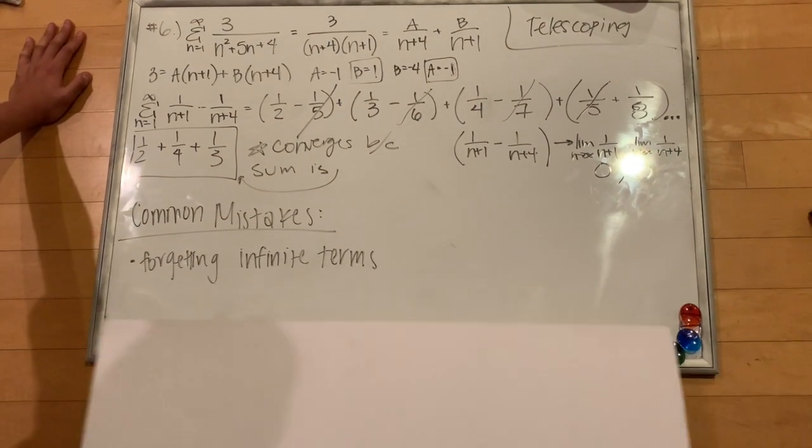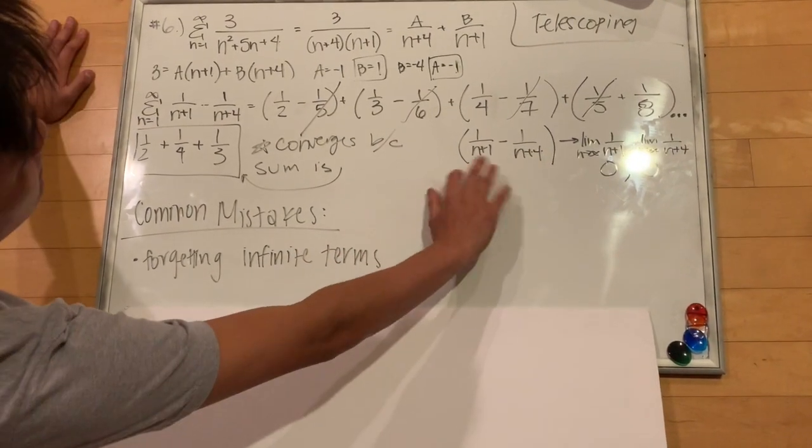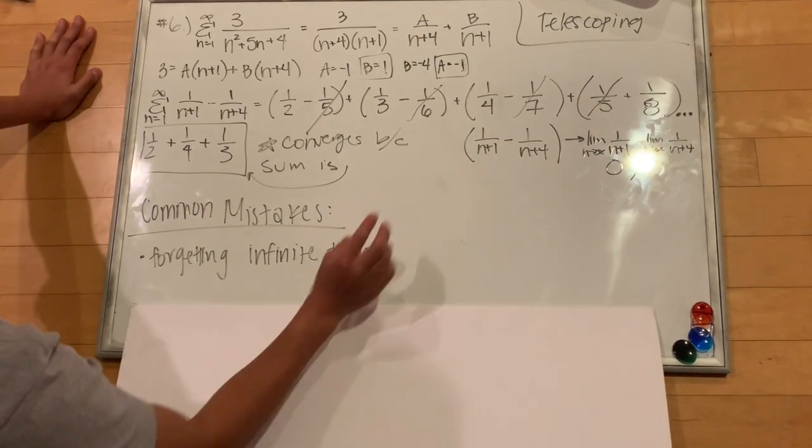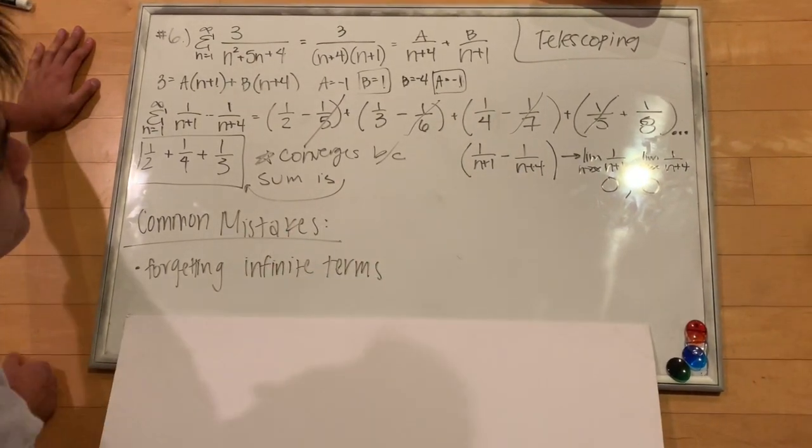Some of the common mistakes is forgetting about those infinite terms. So sometimes they don't go to 0, and to tell if they go to 0 or not, we take the limit as n approaches infinity.